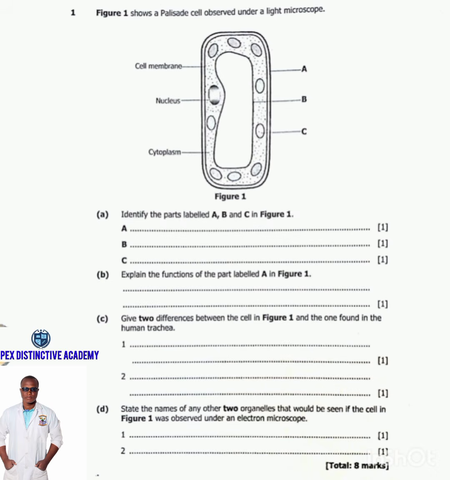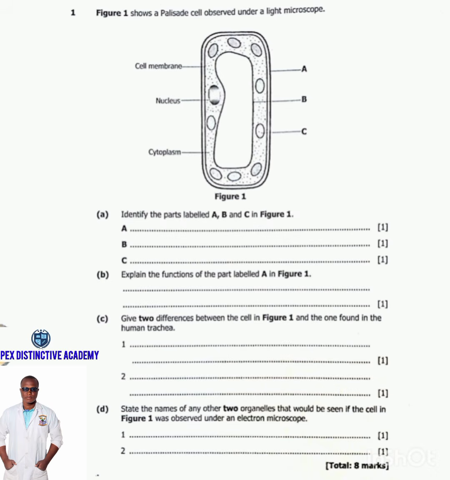So the part labeled A we said is the cell wall. So what is the function of the cell wall? The function of the cell wall is to protect the inner parts of the cell. So you just say it protects the inner parts of the cell. Question C, state two differences between the cell in figure 1 and the one found in the human trachea.